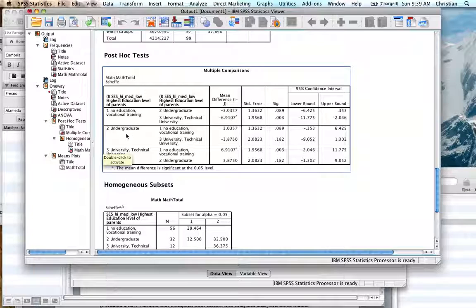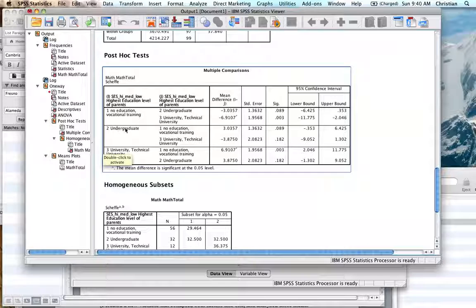Then here we repeat the first comparison, undergraduate and no education. We had that already up here, but now, because we start with the undergraduate, we take their score and we subtract the lower education score, which leaves us 3 points. But it's exactly the same thing. It's the same difference, the same standard error, and therefore also the same significance level. So this is basically the same result.